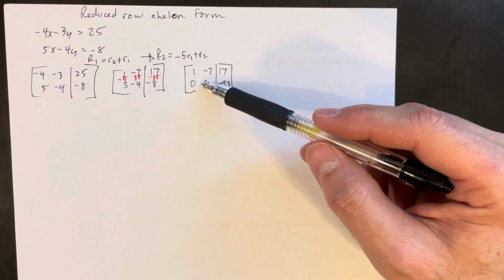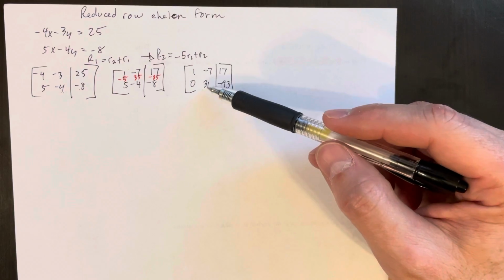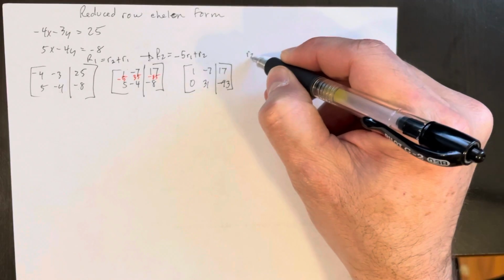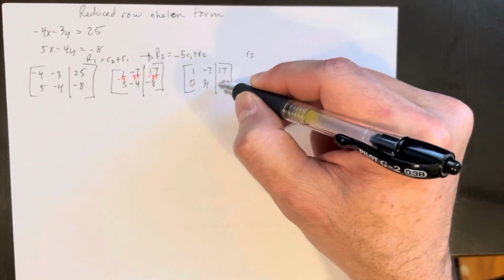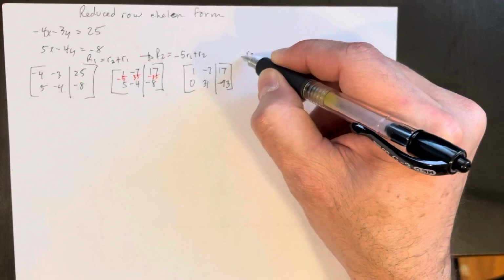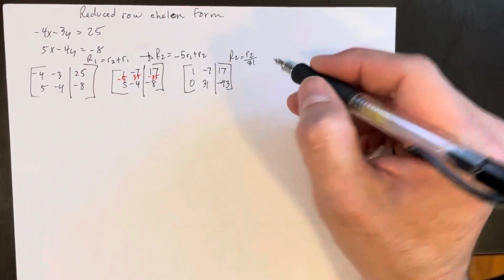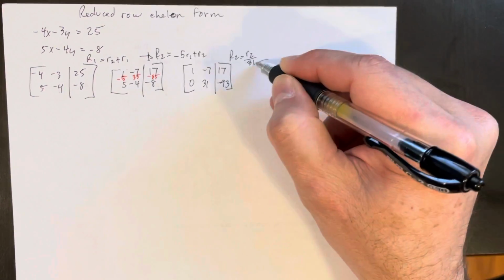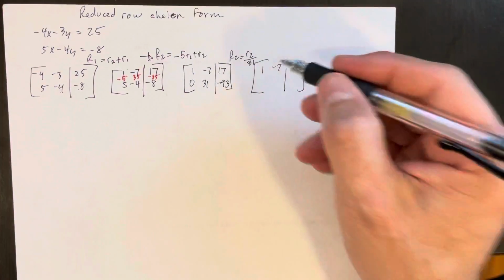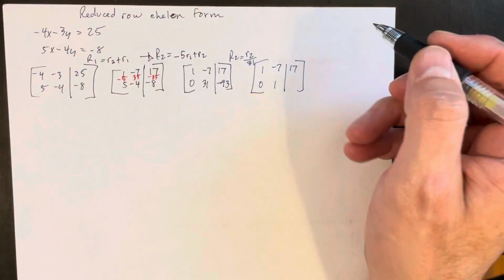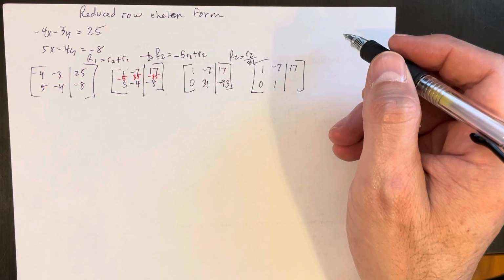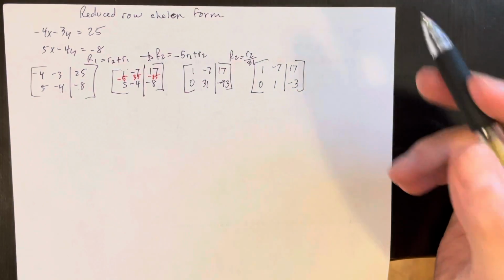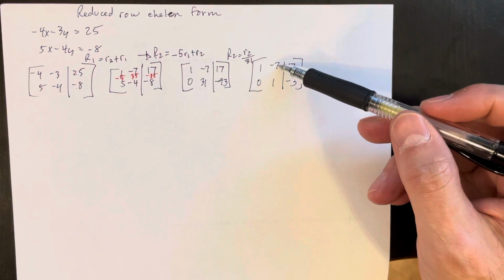Now I can go down to the second row and look at the second column. So now we want to make that a 1. So think row 2 times 1 over 31, or divided by 31 basically, right? So nothing in row 1. Row 2, you're going to divide by 31. So 31 divided by 31 is 1. 93 divided by 31 is negative 3. Okay.